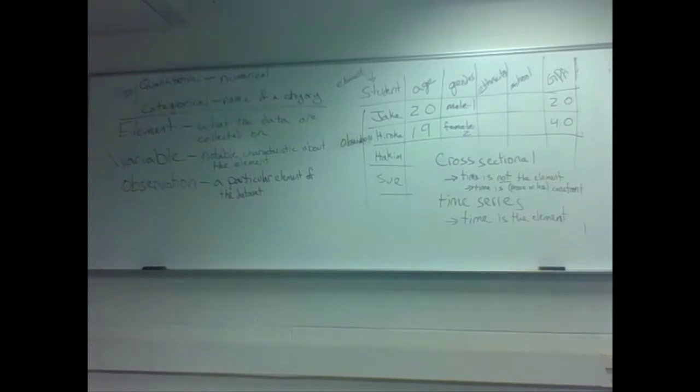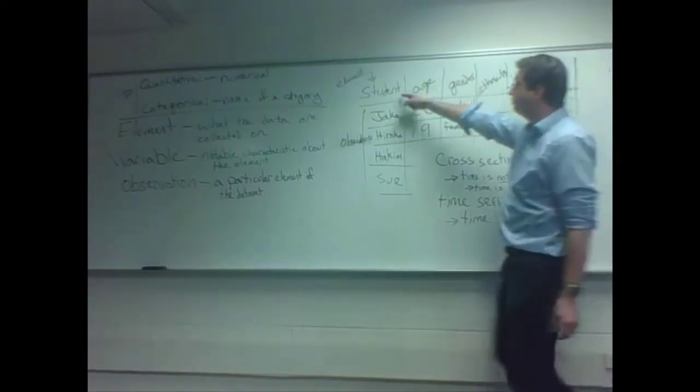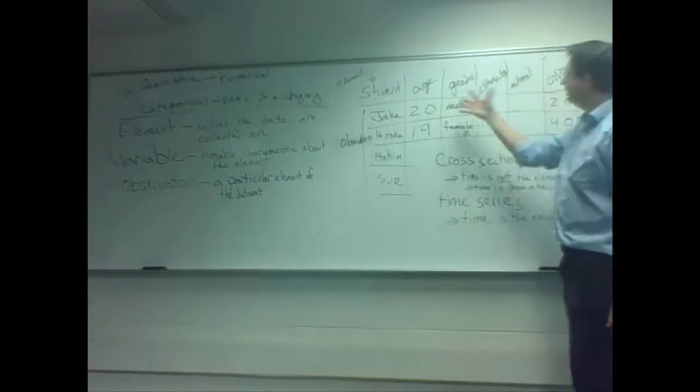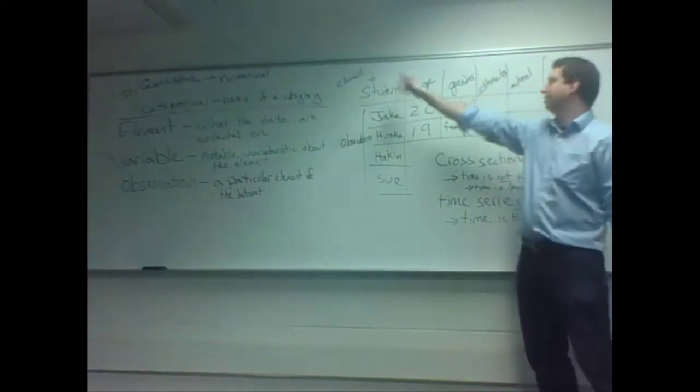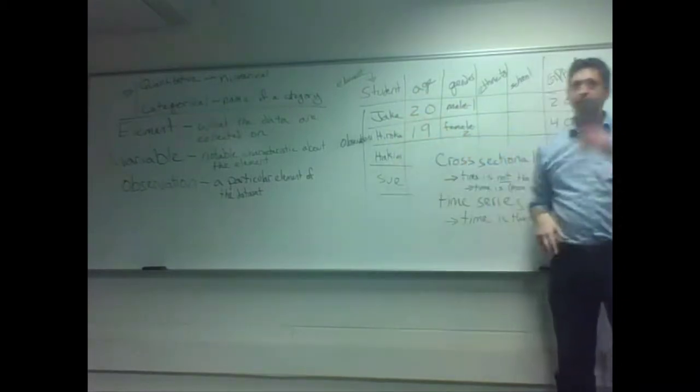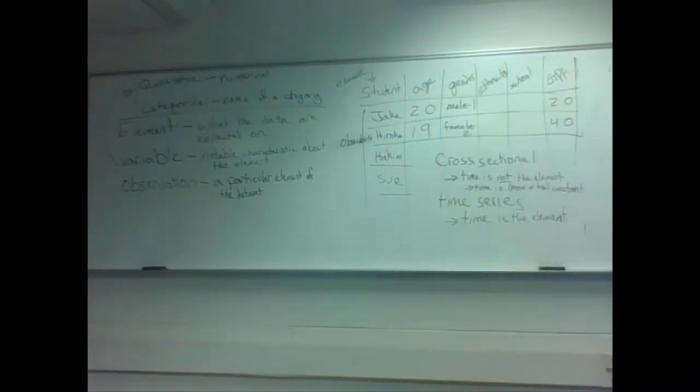It's cross-sectional, exactly. Time is not the element, student is the element, and presumably this is all data gathered at about the same time, right? Jake is a student at the same time as Hiroka, at the same time as Hakeem. What would be an example of time series data? Yeah, Julie. Population level over time. Exactly, population level over time. So I have to see how population grows over time.